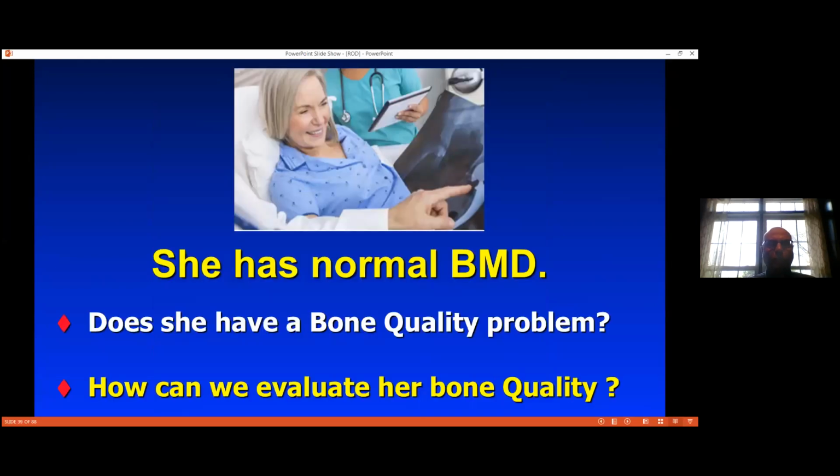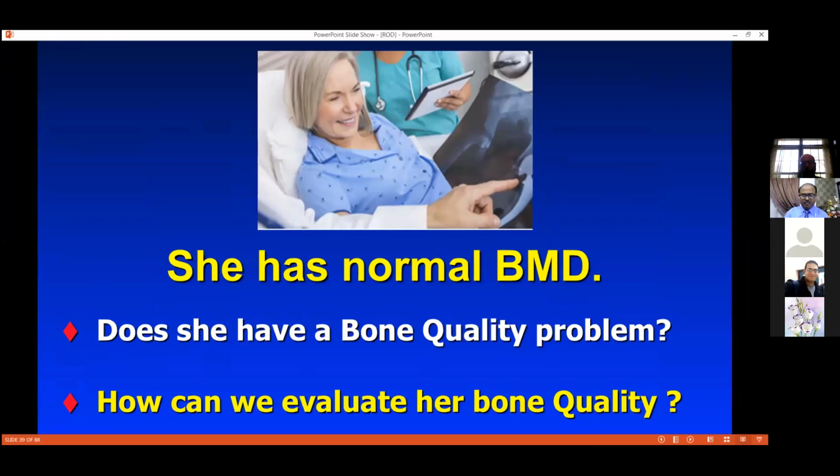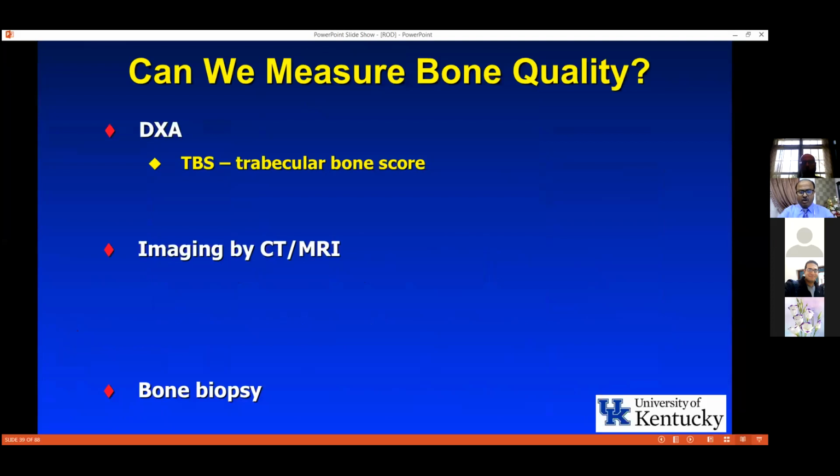Okay, let's go back to our patient. So she has normal BMD. Does she have a bone quality problem? Of course, as we discussed, normal BMD doesn't mean that she has normal quality. It could be a normal quantity, normal density, but not quality. How can we evaluate her bone quality? There are different ways.